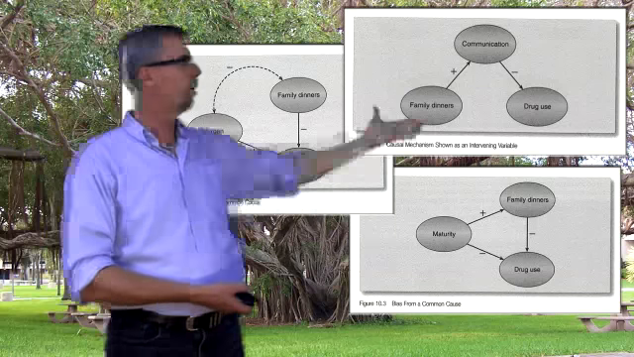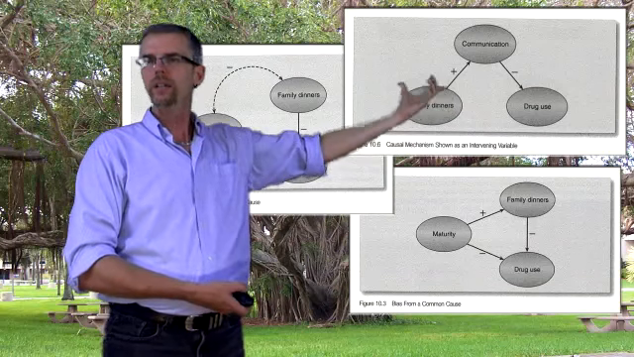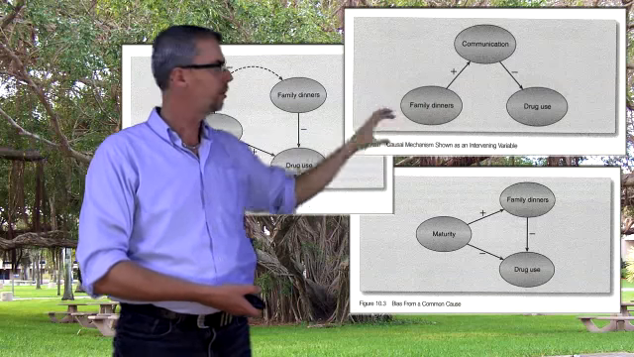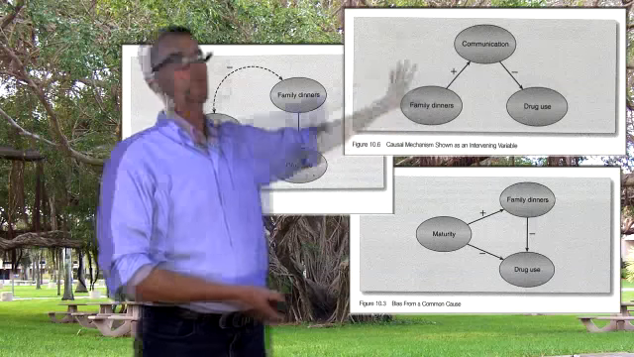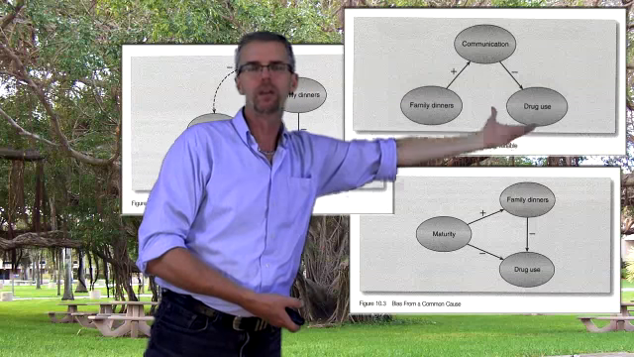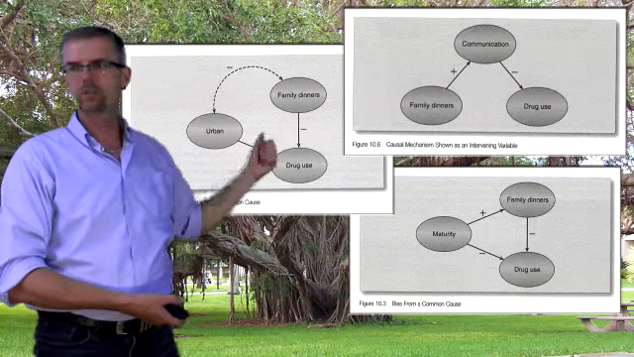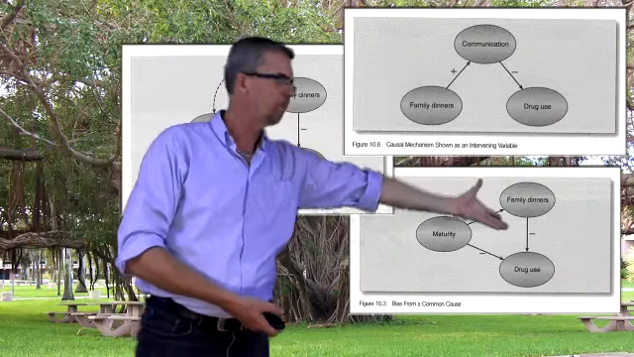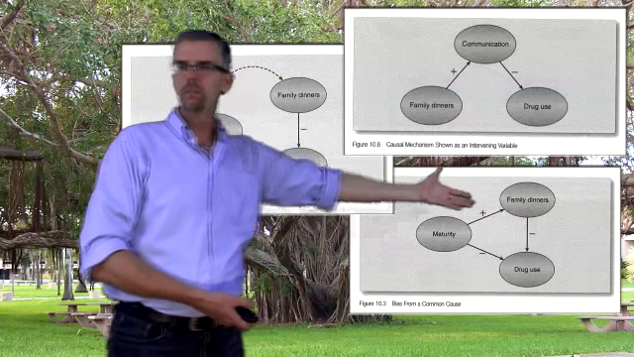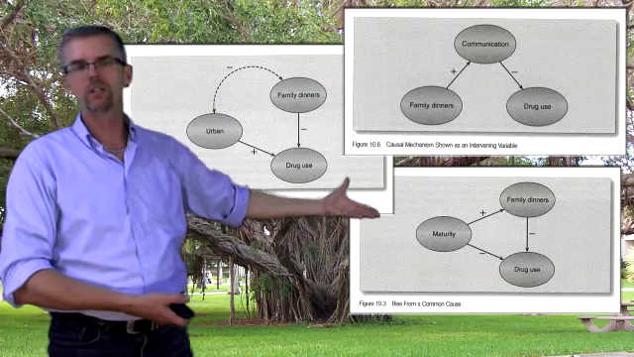Okay, so another model that you may want to incorporate is causal mechanism shown as an intervening variable. So here you have family dinners and you improve the communication within the family, which has a negative correlation to kids picking up the habit of using drugs. Or you have bias from a common cause, which is here we have family dinners, and as kids get older, it's just a natural thing that they're going to have family dinner at home.